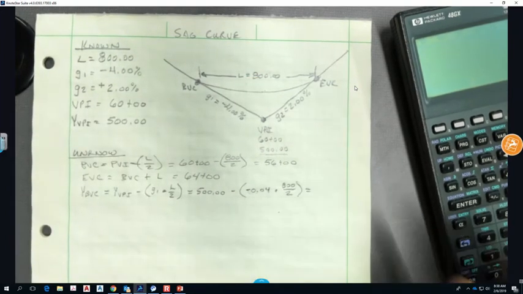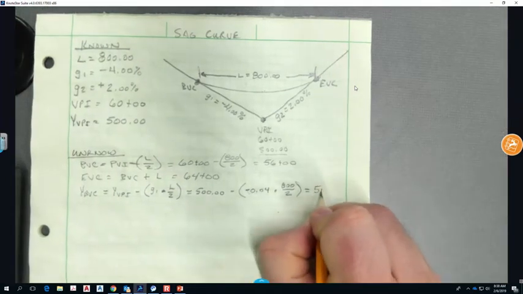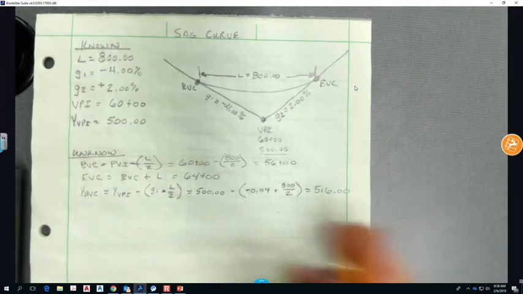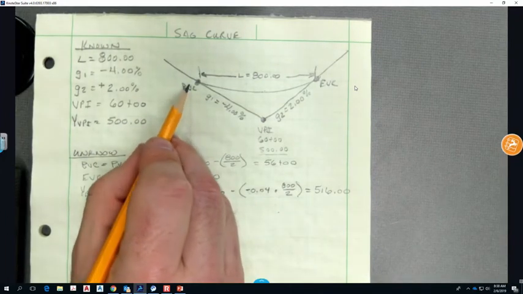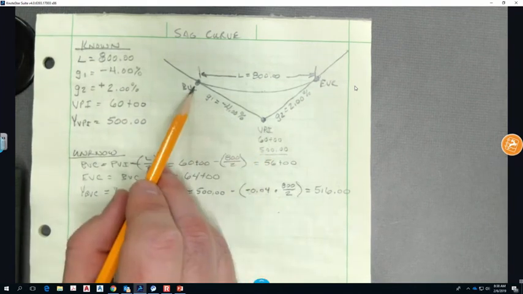So what do we get there? 500, and we have 0.04, and it's a negative, and then 400 times minus. I get 516. That's our elevation here, 516. Does that make sense? We're at 500 here at the VPI. We should be above it. So we're at 516, so it makes good sense.